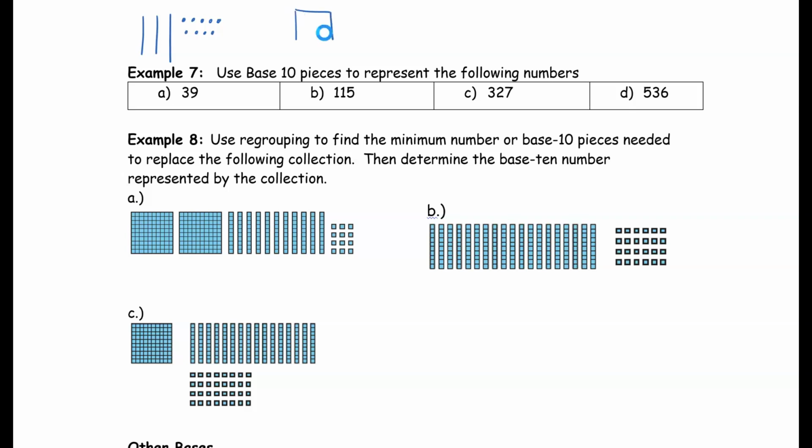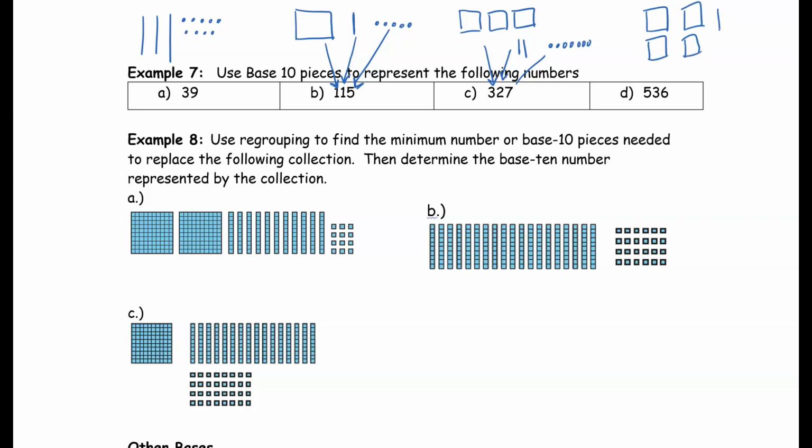115 would be 100, so a flat, 10, and 1, 2, 3, 4, 5. So you can break it down. Every digit is associated with a different size piece. Okay, 327 means 3 flats, so 300, 2 longs, and 7 units. And then 536 would be 5 flats, so 500, 3 longs, 30, and 1, 2, 3, 4, 5, 6.